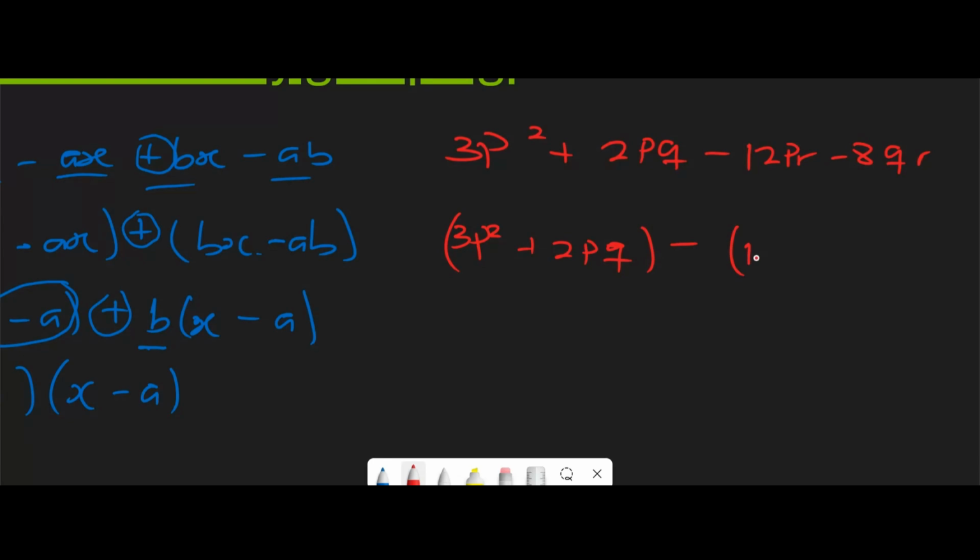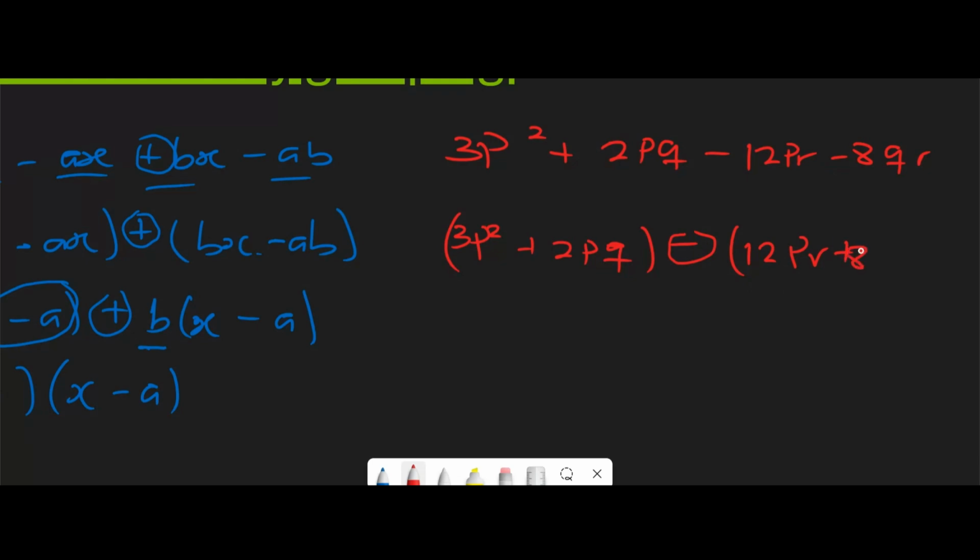Then we have 12pr. Here you have to be very careful. As soon as we bring the bracket here, this minus sign is going to affect this sign. So it's going to be plus. Negative times negative is going to be positive. So we have to reverse the sign here, and then this is what we get.